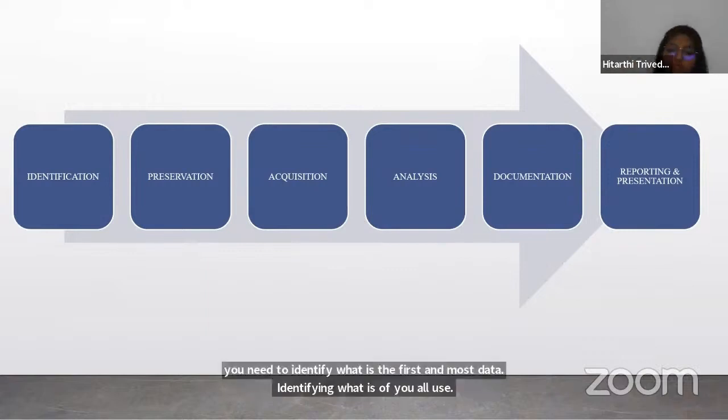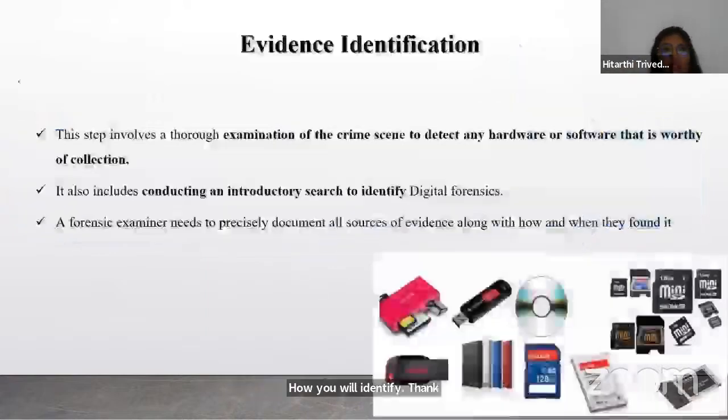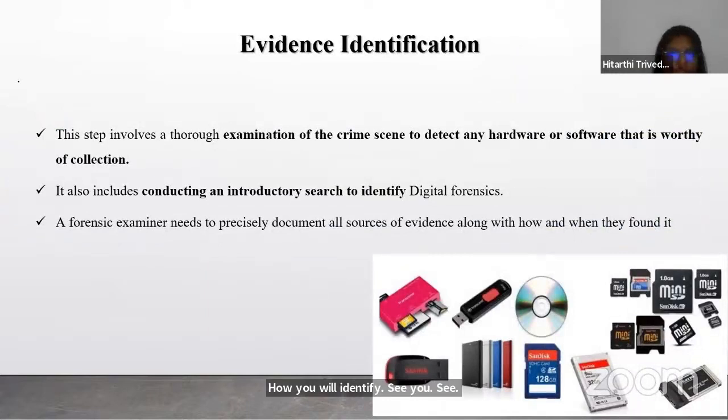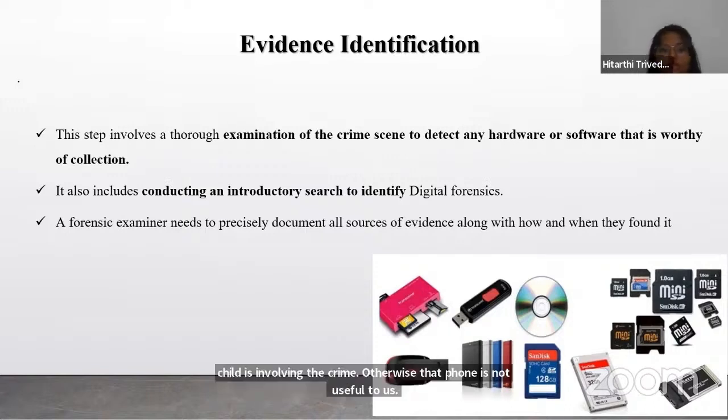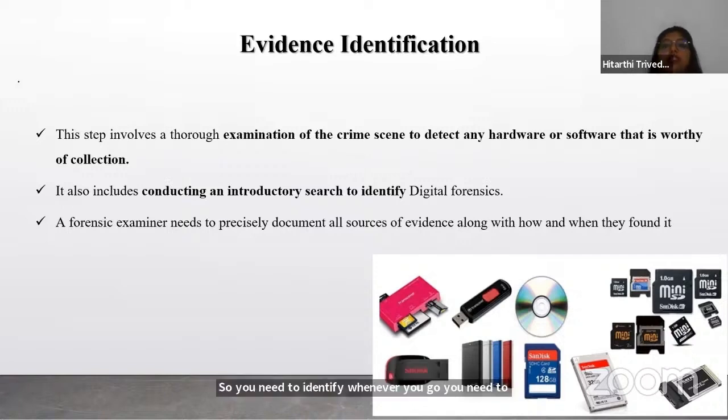To identify, see the steps involve examination of the crime scene to detect any hardware and software that is worthy of collection or not. If you go to a home premise, a 5-year-old or 12-year-old child also has a phone. His phone will be of no use to us until and unless the child is involved in the crime. So whenever you go, you need to examine the crime scene and see what data is available or important for you. Only then will you conduct the examination.